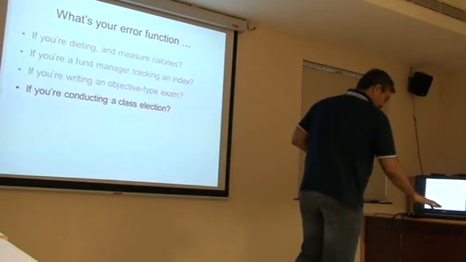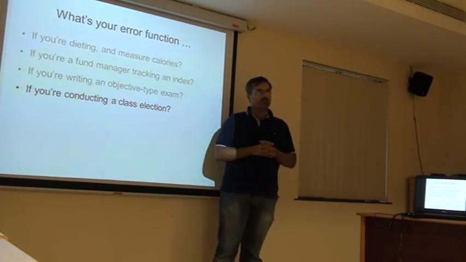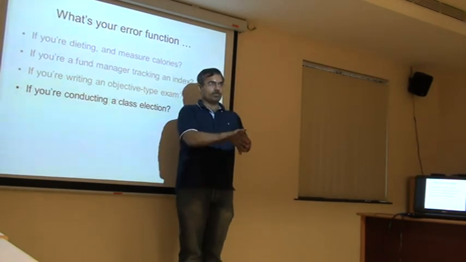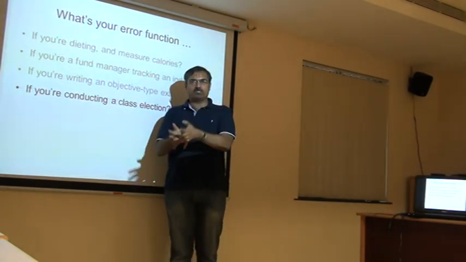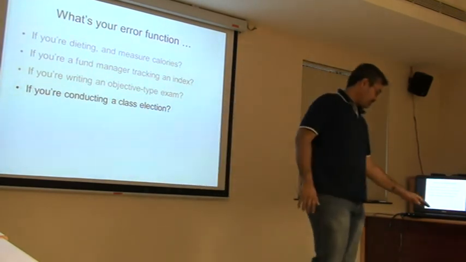Simple. Similarly, if you are conducting a class election, either you win it or you don't win. Either you vote for the winning person or you don't vote for the winning person. It doesn't matter how many people are standing. That's another case of a 0-1 error function.